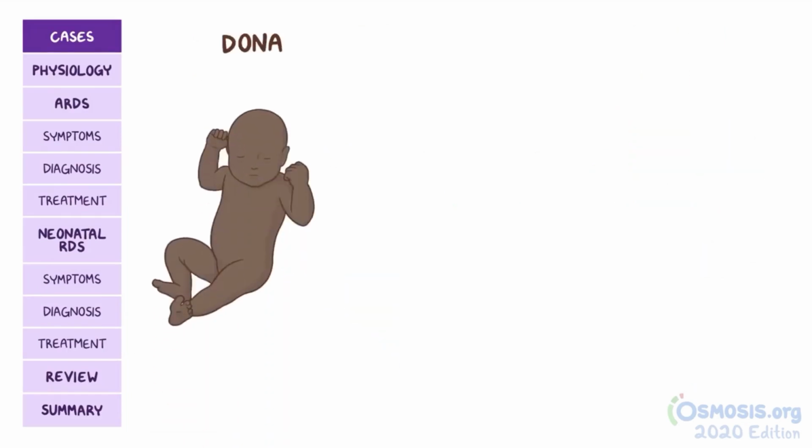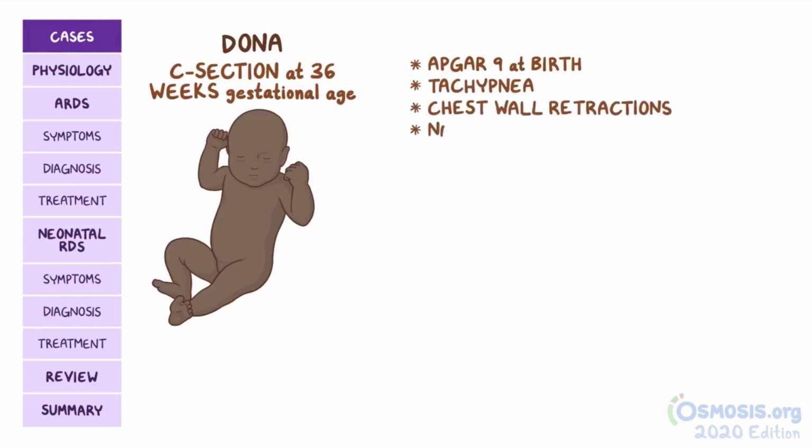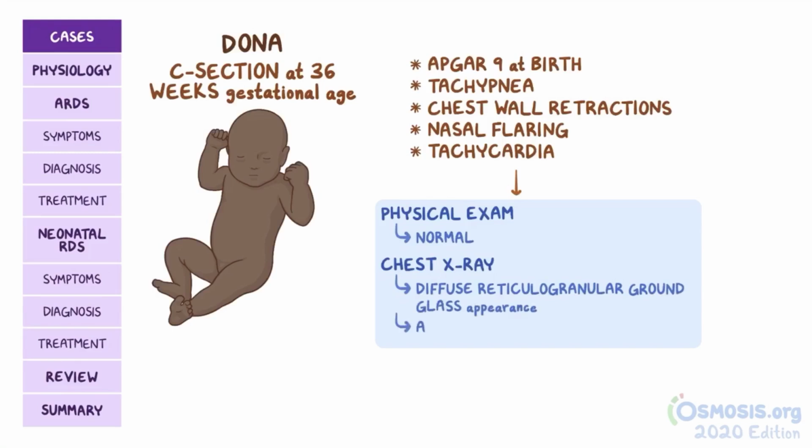Then there was Donna, an infant delivered by cesarean section at 36 weeks gestational age, with an APGAR score of 9 at birth. A few hours after delivery, she develops tachypnea, chest wall retractions with nasal flaring, and tachycardia. Aside from increased work of breathing, her physical examination findings are normal. A chest x-ray was ordered, and it showed diffuse reticulogranular ground glass appearance with air bronchograms. Now, both people are in respiratory distress.